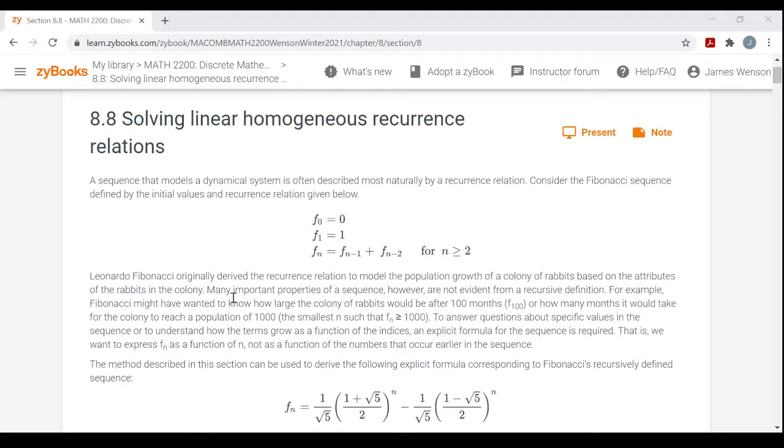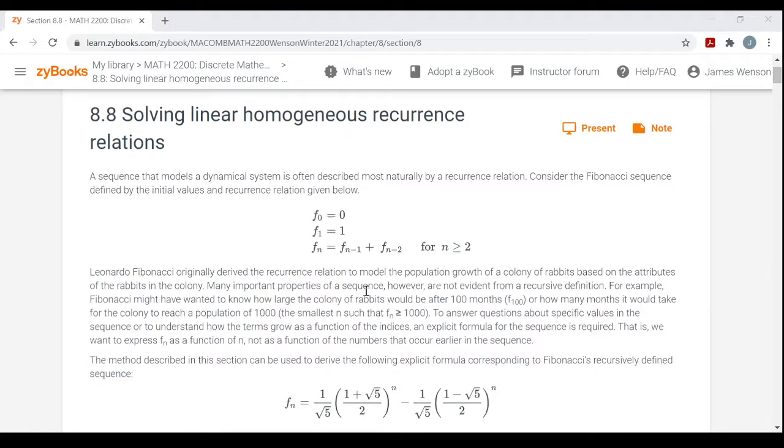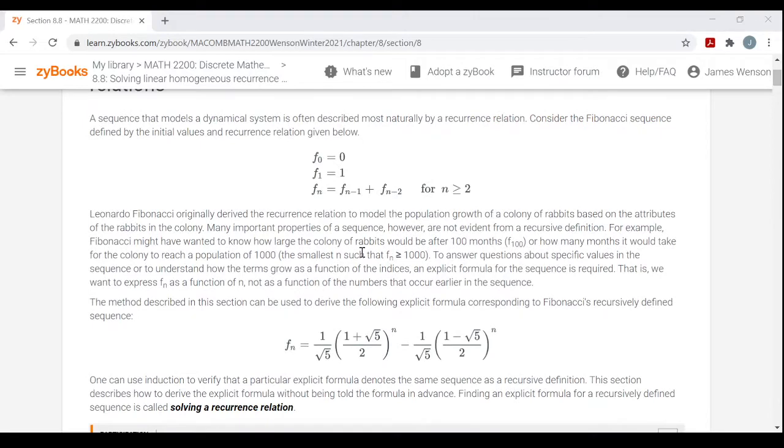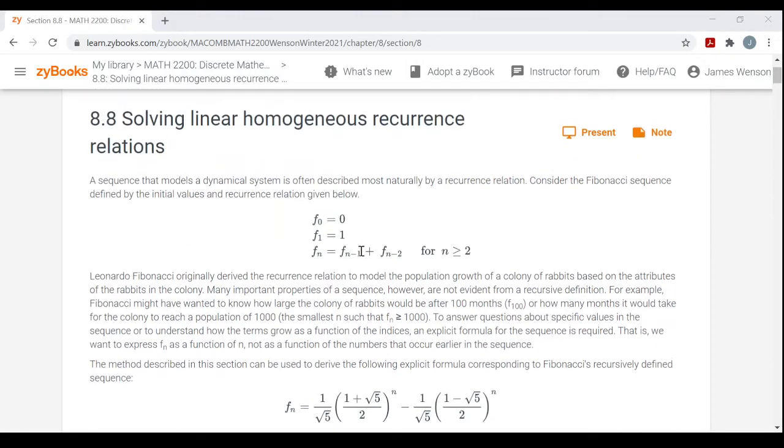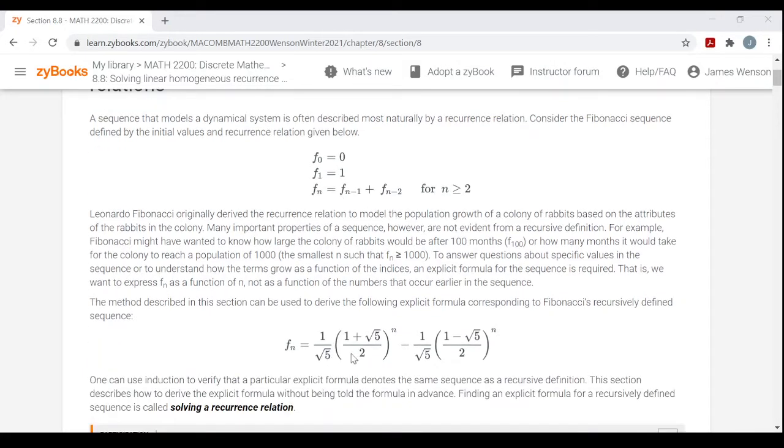And then they go into some history. What we're going to be doing in this section is learning how to solve a recurrence relation. What it means to solve a recurrence relation is to take a definition for a sequence defined recursively, like this is, and find an explicit formula for the nth term.